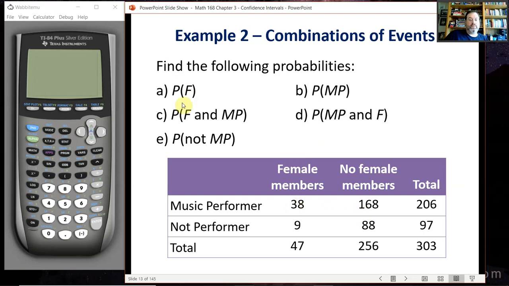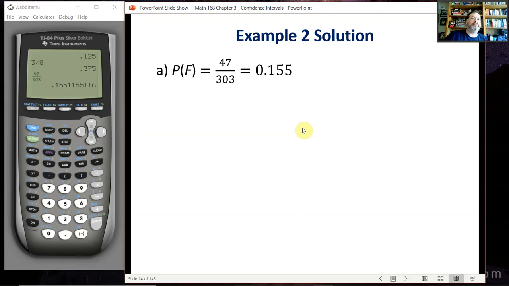Okay, so we're taking everything out of the total, right? So just build your little fraction here. So everything's always out of 303. So probability of female, how many females are there? 47. So it's 47 divided by 303. Right? And you can check the answers. They're all on the next slide, right? Again, I'm rounding to 3 decimal places. So you're going to want to double check that you get all the same answers I do as we go through this.